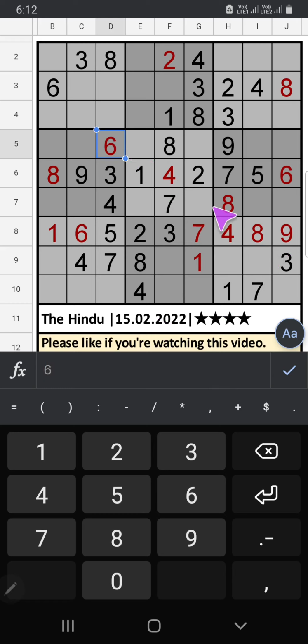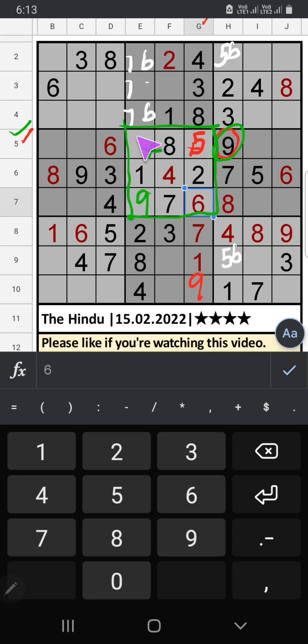On column G, 2 numbers are remaining, 5 and 9. Fifth row we have 9, so 9 can't come in this cell, 9 is confirmed here, then 5 is here. Fifth grid, 2 numbers are remaining, 3 and 9. Fifth row we have 9, so 9 can't come in this cell, 9 is confirmed here, then 3 is here.